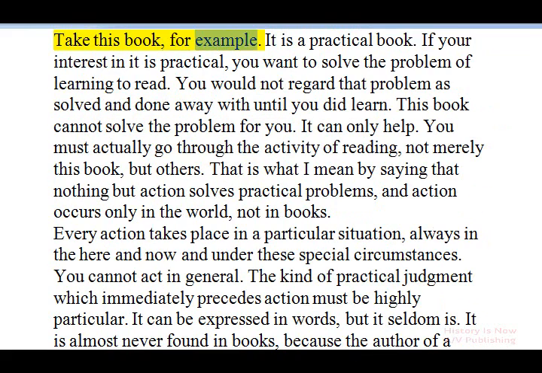Take this book, for example. It is a practical book. If you're interested in it as practical, you want to solve the problem of learning to read. You would not regard that problem as solved and done away with until you did learn.